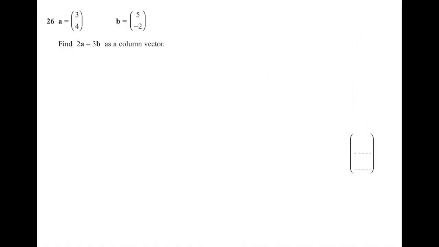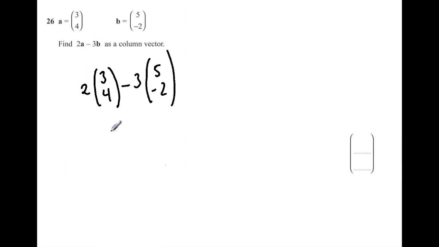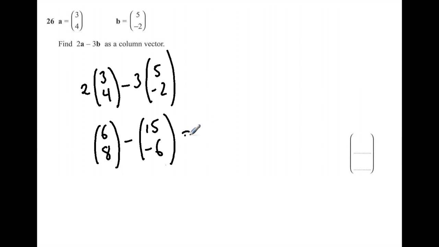Question 26. A equals 3 to the right, 4 up. B equals 5 to the right and 2 down. Find 2a minus 3b as a column vector. So let me just write it out. So we have 2 times (3, 4) minus 3 times (5, 2). And I'm going to double it. So it's 6 and 8 minus 15 and 6. Equals 6 minus 15, which is minus 9.